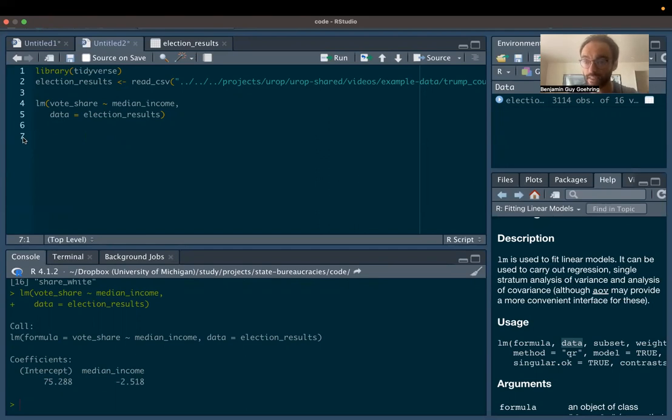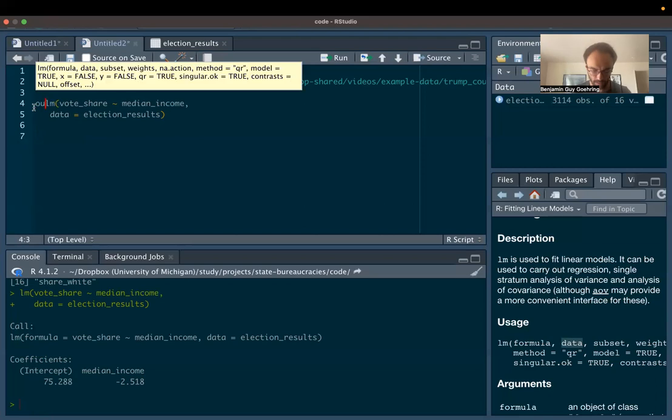Sometimes your intercept has a substantive meaning, other times it doesn't. This one doesn't, because it is saying that on average, a county with a median income of $0 has 75% of people in that county supporting Donald Trump. And since we don't have any counties with a median income that low, that doesn't really make a lot of sense, even though it is feasible for a county to have a median income of $0. Okay.